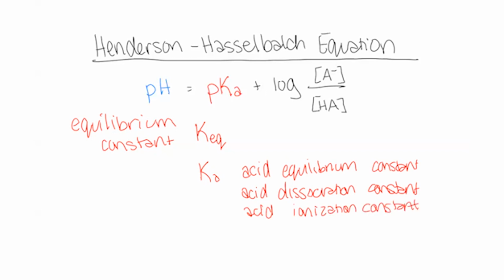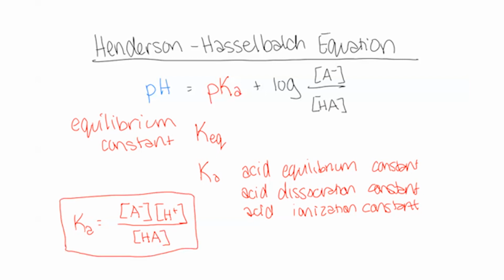And so what is this term? This term is basically saying that for Ka, we're talking about the concentration of each of our products. Remember that our products are going to be our A minus, our conjugate base, and our proton, divided by the reactants, and that would be our acid. And so this is going to be the Ka. Now we need to relate this ultimately to the pKa and to the pH.